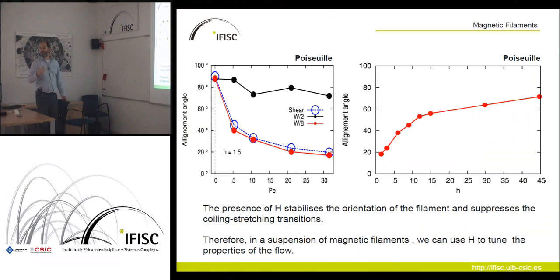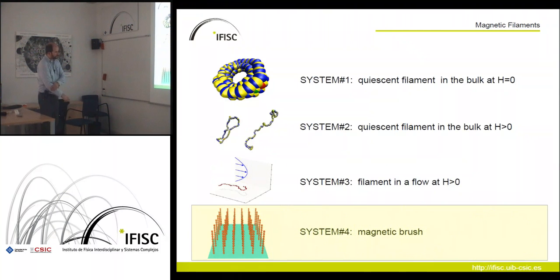This can have implications, for instance, in the magnetic properties of the fluid, but also in the rheology of the fluid, depending on how these particles are oriented. And you can get this with small fields, so that's kind of interesting for industrial applications. And the last system, the last example I will explain, is the magnetic brush.